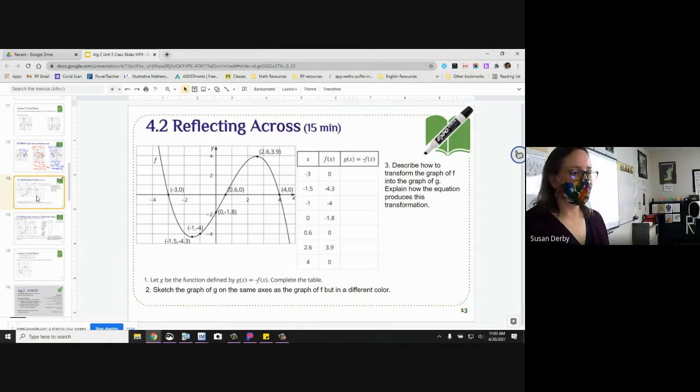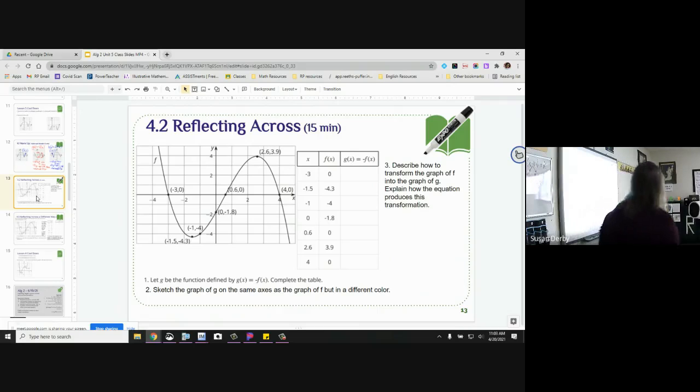So if we look at something like 4.2, we want to look at the equation to see what the change is. And I notice that the negative is out in front. It's going to take every output and turn it negative. So the entire f of x column that they have here, when we negate that column, well, negative 4.3 is going to turn into a positive 4.3.